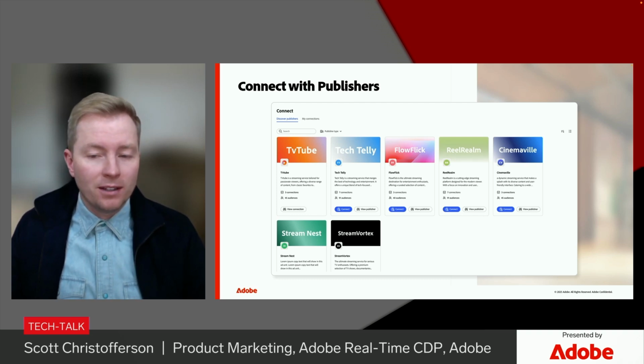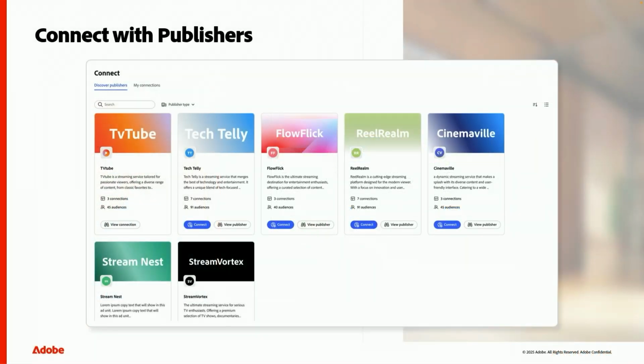Real-time CDP collaboration lets me radically simplify and enhance my data collaboration workflows. I can now connect with available publishers, reach new audiences, and then securely activate campaigns, all without running complex SQL queries or moving, exposing, or commingling any customer data. I know my campaigns with TVTube have performed well in the past, and I'm going to work with them on a CTV buy for this holiday campaign.